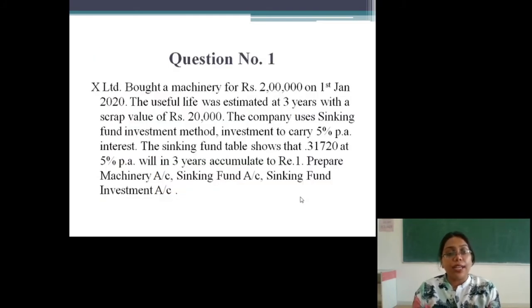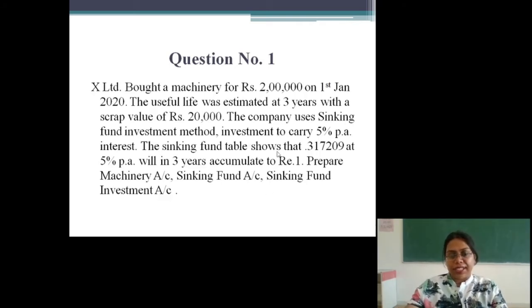Now we'll see the question. X Limited bought a machinery for rupees 2 lakh on 1st January 2020. The useful life was estimated at 3 years with a scrap value of 20,000. The company uses sinking fund method. Investment to carry 5% interest. The sinking fund table shows 0.317209. Please correct this; this will be 0.317209. I am correcting this.